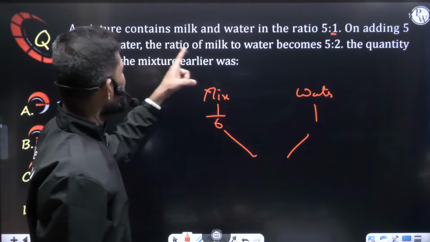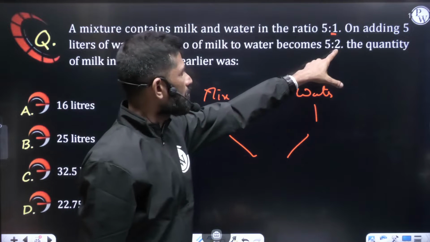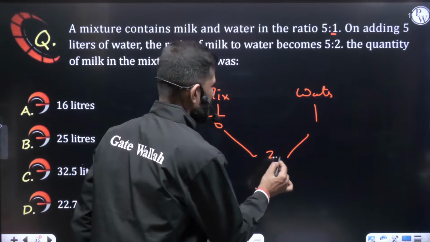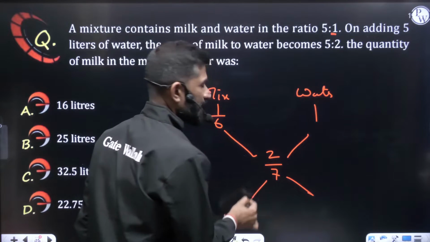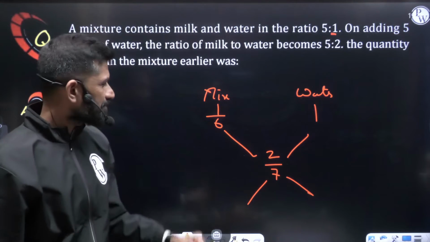And the ratio of milk and water. Here water becomes how much? 2 parts out of total 2 plus 5, 7. So 2/7. So in what ratio do we have to mix both of them? First let us find the ratio.